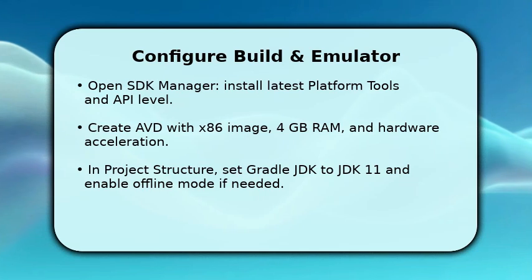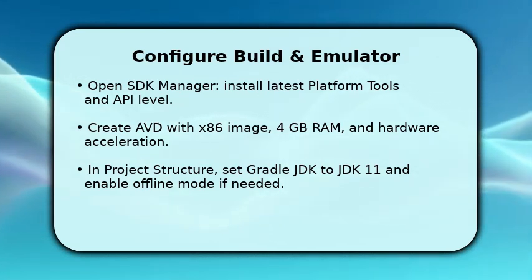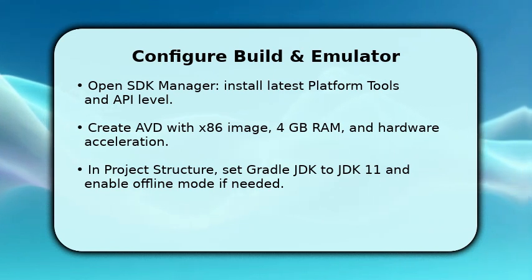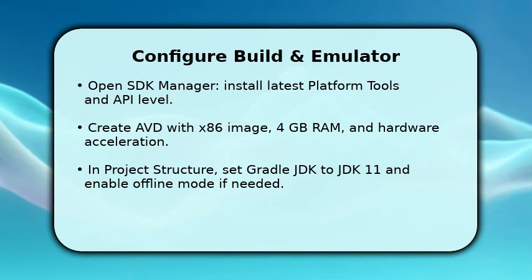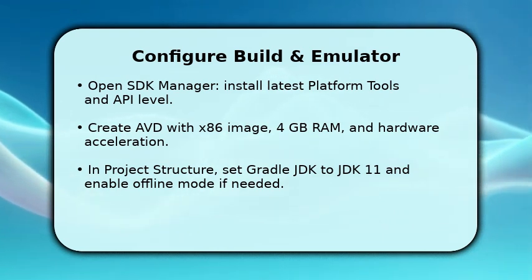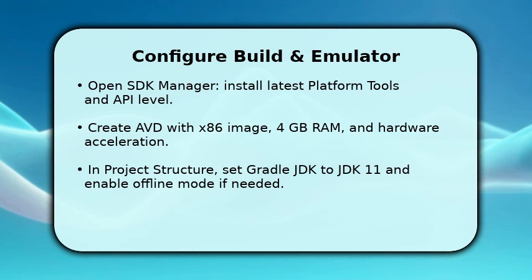Next, configure the build and emulator. In SDK Manager, install the desired API level and platform tools so your app targets modern devices. Create an AVD using an x86 system image and enable hardware acceleration. This makes the emulator responsive.